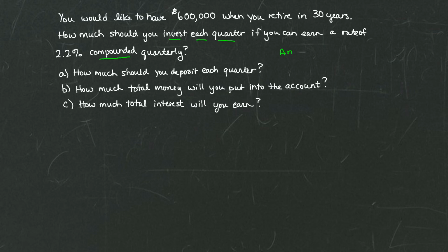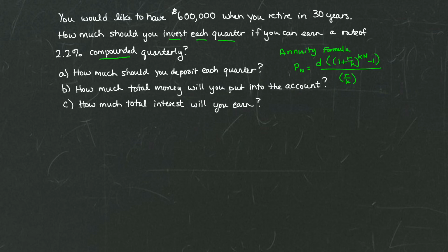And so where we're going to start is by writing down the annuity formula. So let's recall what the annuity formula is. It says that the future amount in our account is equal to the deposit that you make on a regular basis times the quantity of 1 plus r over k raised to the kn, minus 1, all over r over k.